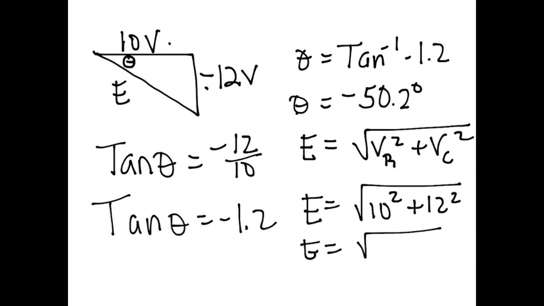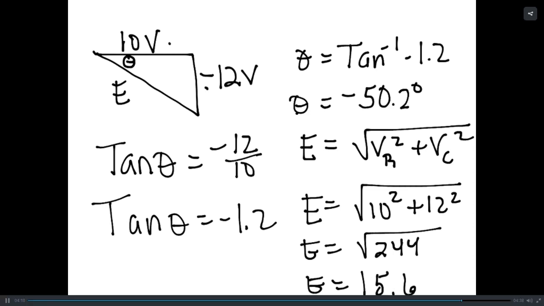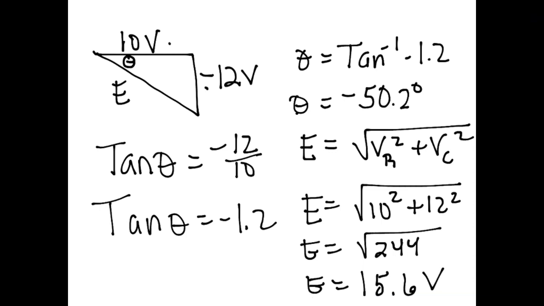So I take 10 squared plus 12 squared to get 244. Take the square root of that. So E is 15. Whoops, let me erase that. Getting sloppy. 15.6 volts. Okay?